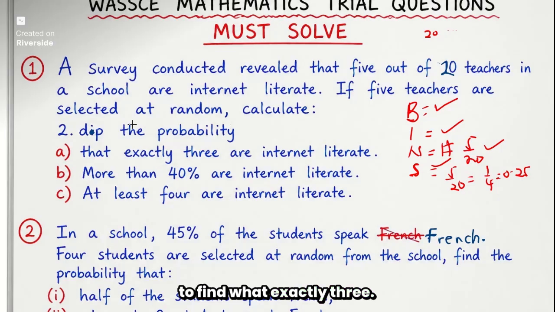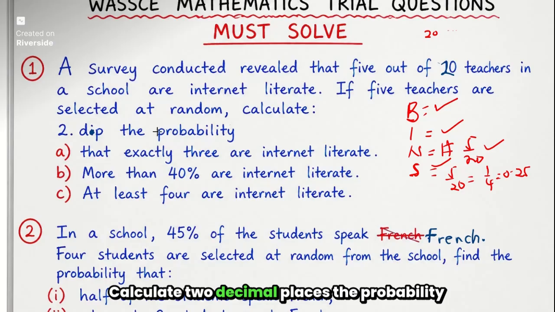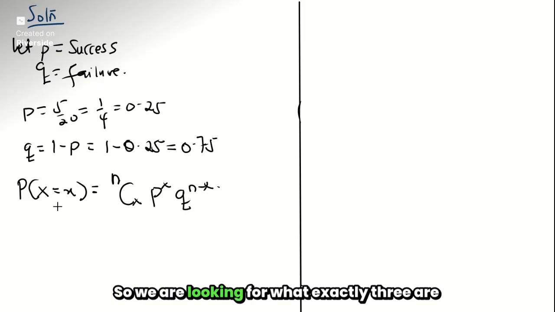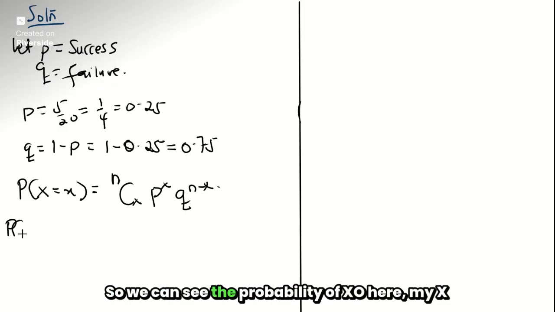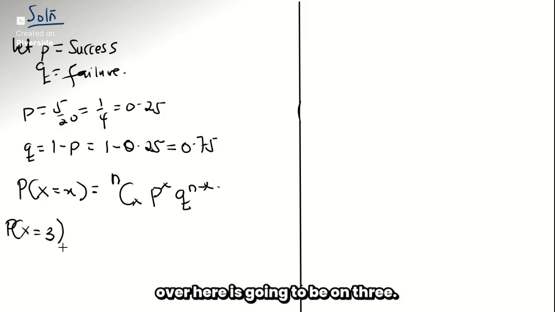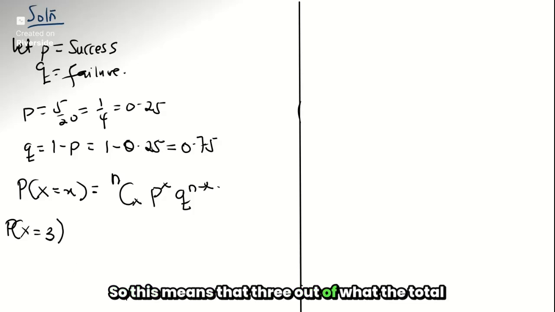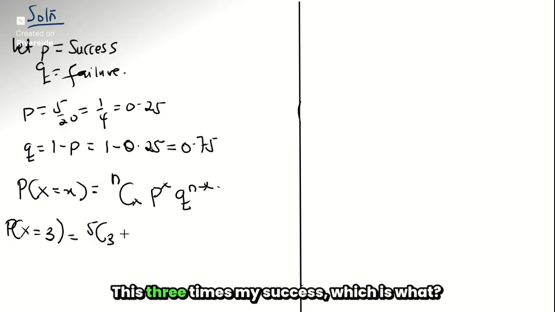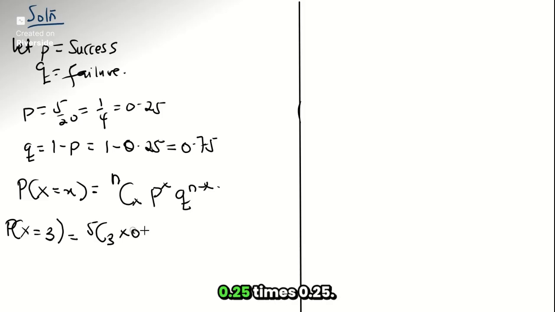Calculate to 2 decimal places the probability that exactly 3 are internet literate. So we are looking for exactly 3 who are internet literate, so we can see the probability of x. Here my x is going to be 3. This means 3 out of the total 5 that has been selected. And this is going to be 5 combination 3, times my success.